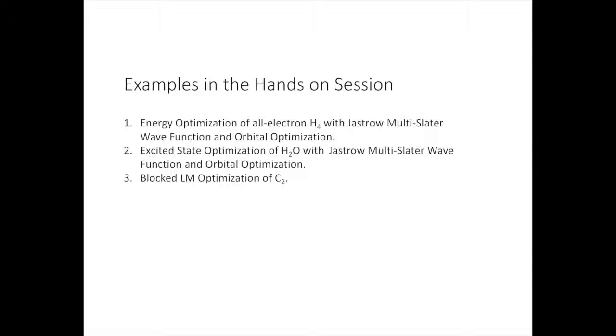The third one is an example of using block linear method optimization of the carbon dimer with only a handful of wavefunction parameters. In a case that simple, you should not really use the block linear method, but this is just a simple example to give you some sense of how it works. Because if you really want to use the block linear method, then the wavefunction parameters should be like tens of thousands, and it would take a day or so to actually optimize it.